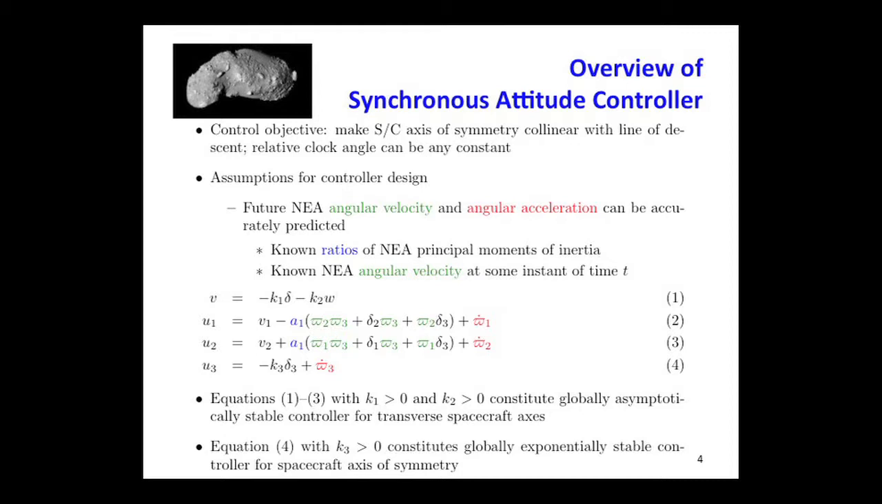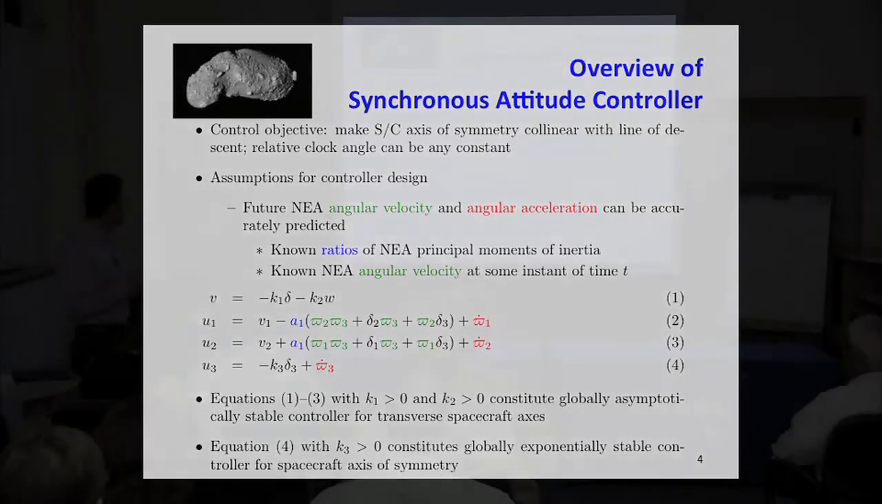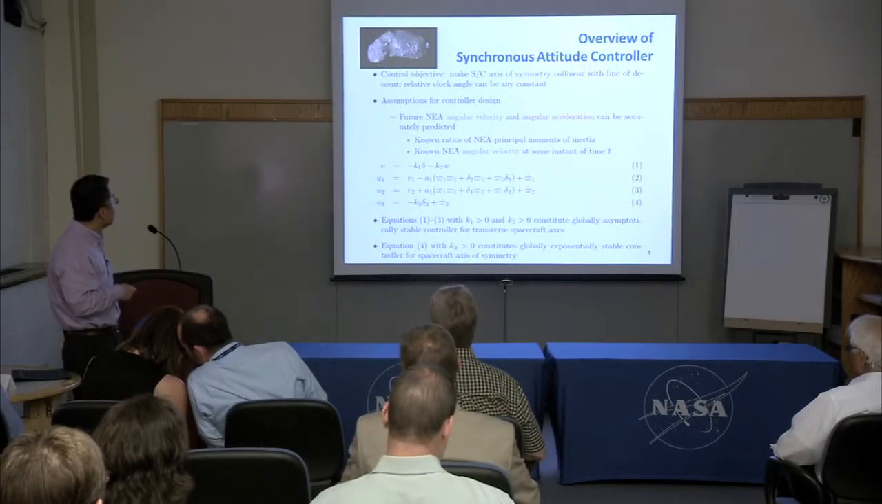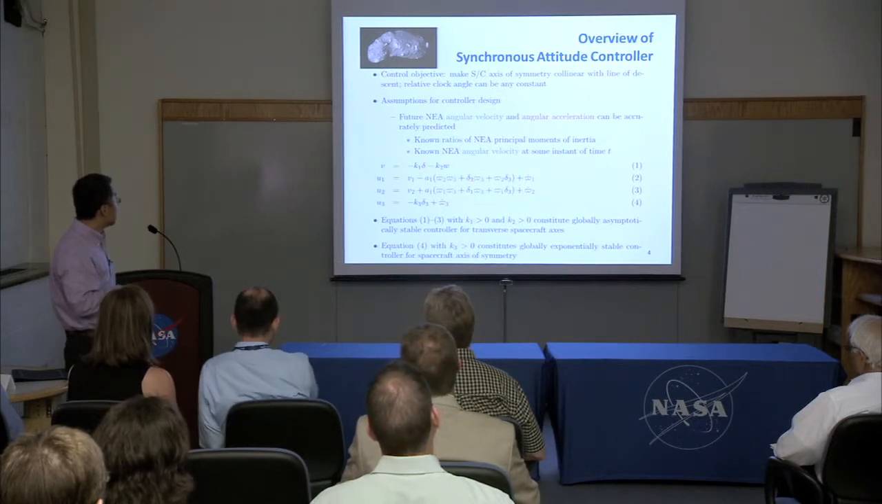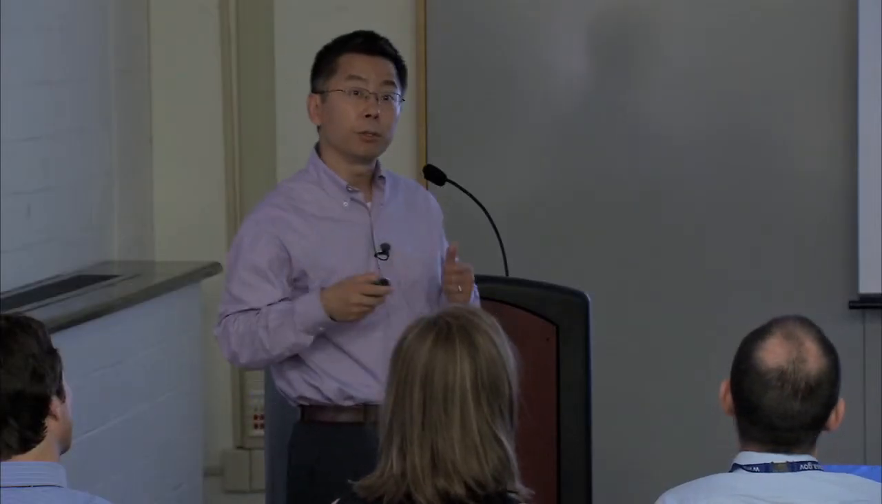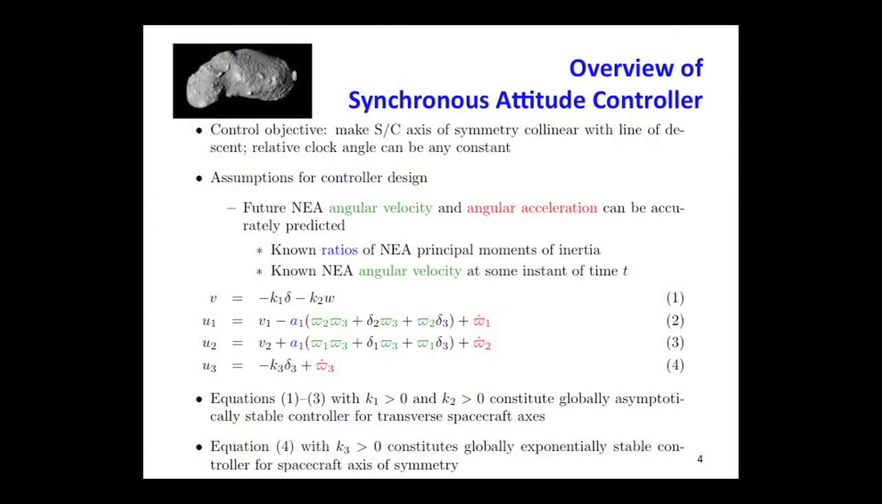The controller we designed is a combination of a linear feedback controller plus some extra terms. And here, U1 and U2 control the transverse axes, and U3 controls the axis of symmetry. What's being fed back is the angular velocity error and the attitude error. The extra terms basically reflect the fact that our target is rotating instead of inertially fixed. And this controller, again, is globally asymptotically stable.